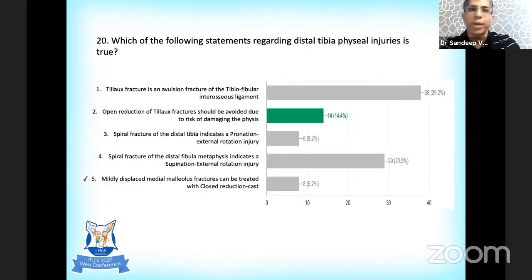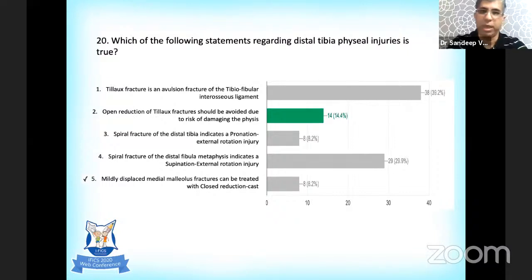Last question, question number 20, which of the following statements regarding distal tibia physeal injuries is true? Now here, I think a few of our delegates have got it a bit wrong. Most of our delegates have answered that Tillaux fracture is an avulsion fracture of the tibiofibular interosseous ligament. That is not so. Tillaux fracture is an avulsion fracture of the anterior inferior tibiofibular ligament. The correct answer is that open reduction of Tillaux fractures should be avoided due to risk of damaging the physis is false. In fact, open reduction should be performed if closed reduction is not successful, because articular congruity is of great importance in Tillaux fractures.